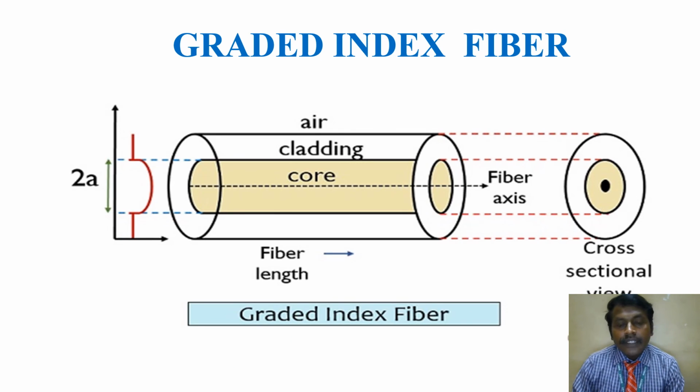Look at the diagram of the gradient index fiber, where the core and the cladding are there, and inside the core the axis will be there. The fiber length is given. The radius of the core we can represent as A and the diameter is 2A. Now look at that intensity profile. At the center of the axis, the refractive index is maximum, and if you go away from the axis, the refractive index is minimum. That is called the gradient index fiber.